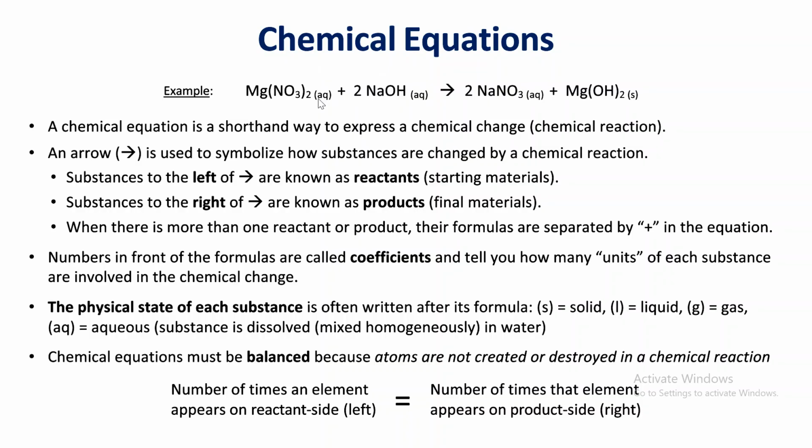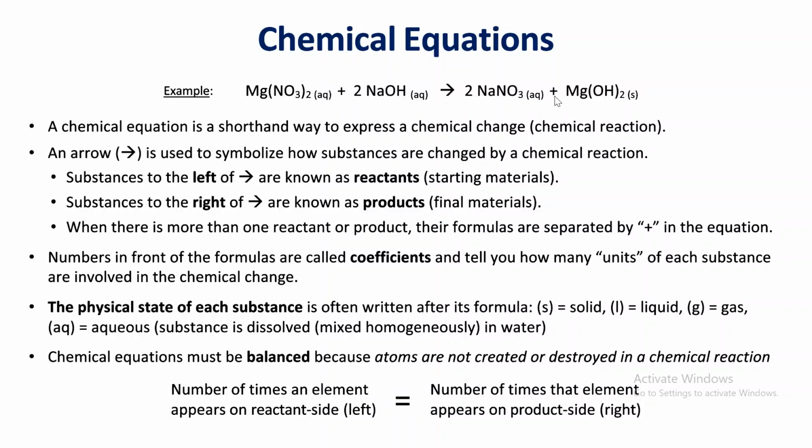Another thing you see is the letters inside the parentheses. AQ means that Mg(NO3)2 is aqueous, which means it's dissolved in water. And the NaOH, sodium hydroxide, is also dissolved in water, so we put AQ. The sodium nitrate, NaNO3, is also aqueous, dissolved in water. However, the magnesium hydroxide on the right side has the letter S next to it, which means it's a solid.